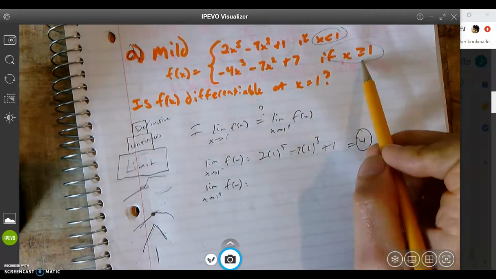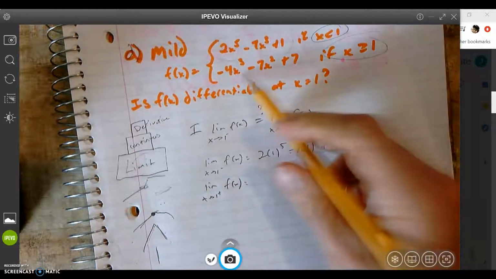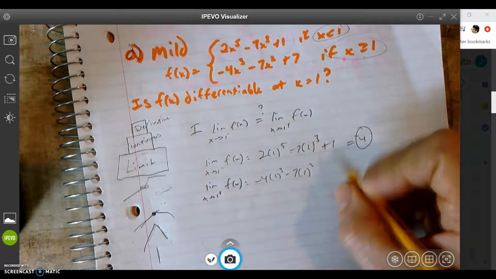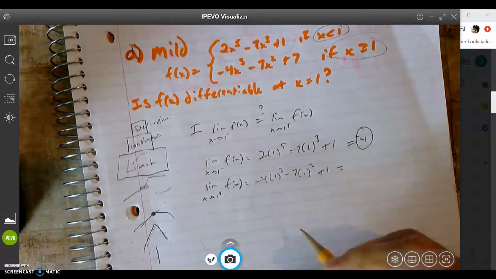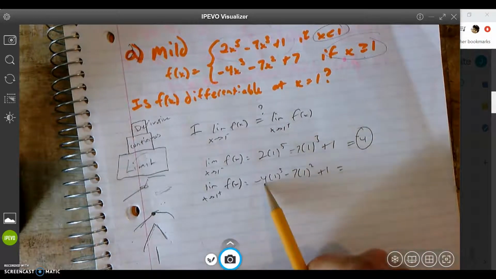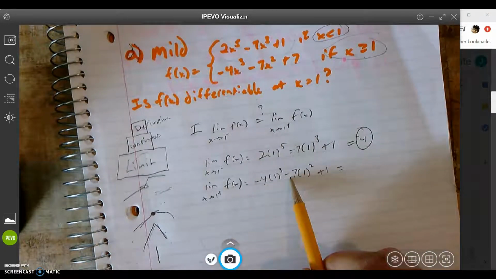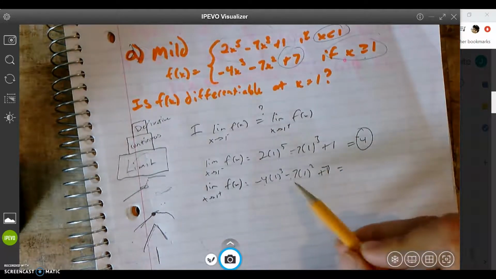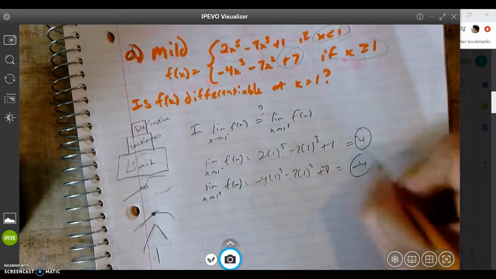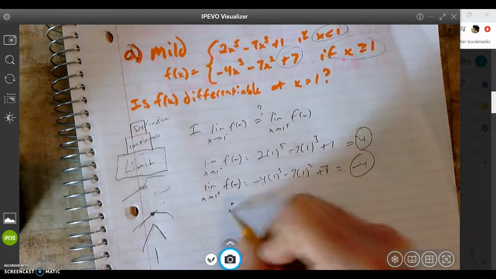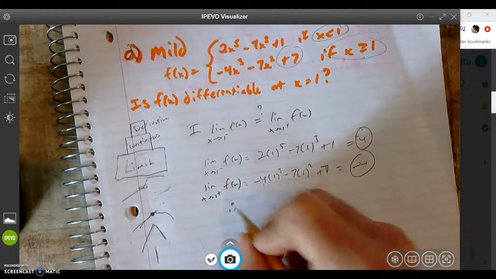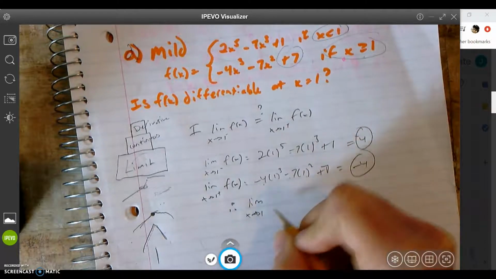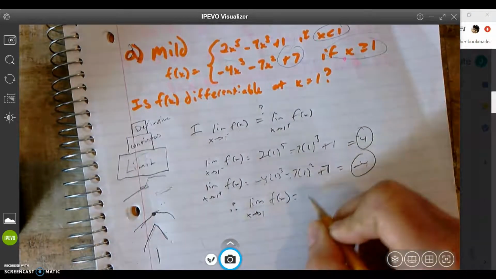Here, because x is greater than 1, approaching from the right you're on this part. So it's negative 4 times 1 to the 3rd minus 7 times 1 squared plus 7. So we have negative 4 minus 7, which is negative 11, plus 7, which is also negative 4. Therefore, the three dots mean therefore, a little triangle formation. Therefore, the limit as x approaches 1 from both sides of the function is negative 4.